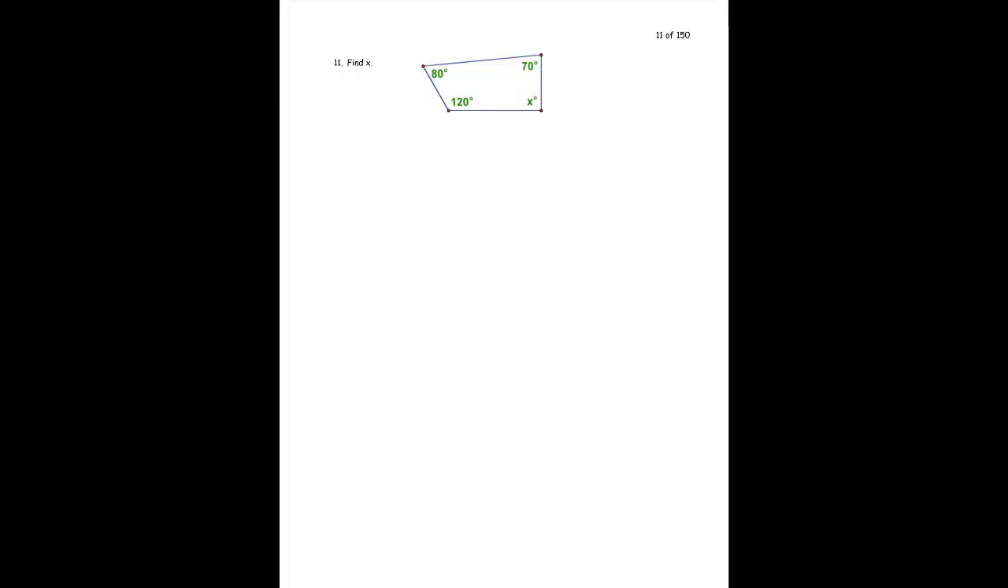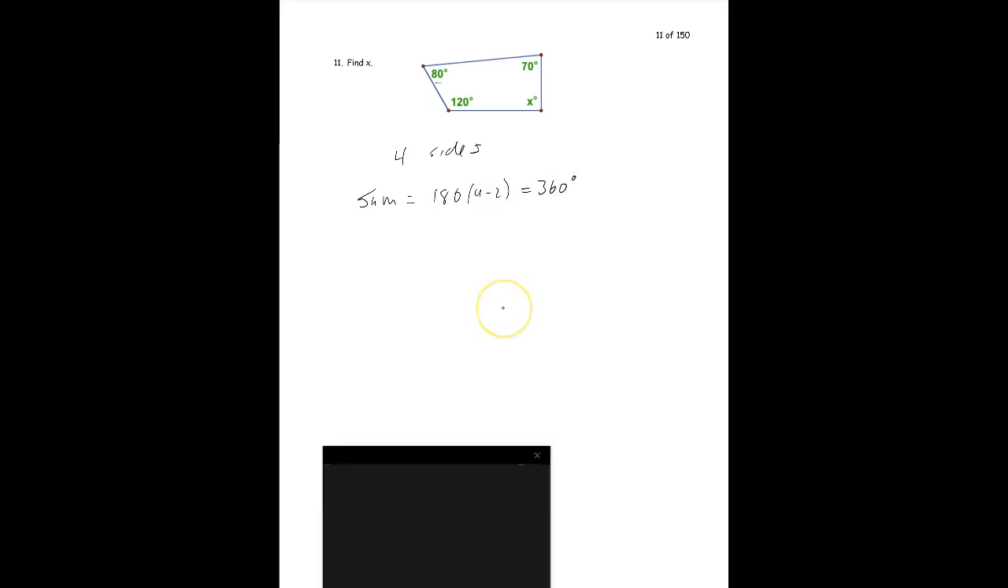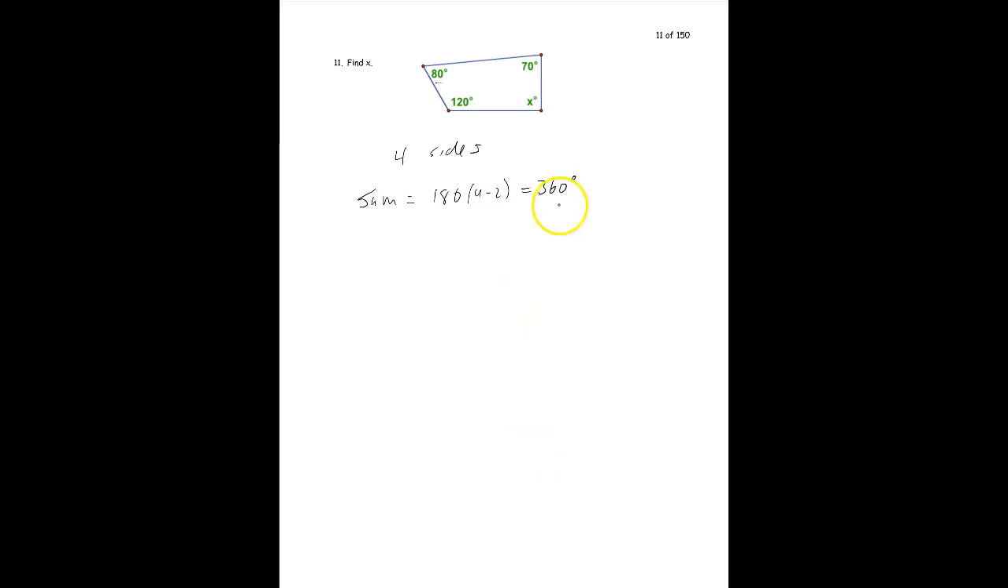So here we have a quadrilateral and we need to find this missing angle. Well, this quadrilateral has 4 sides, and we know that these are all interior angles shown. So we know that the sum of the interior angles is going to be 180 times n minus 2, so 4 minus 2, or 360. Now many people just choose to remember that any quadrilateral, all the angles inside all add up to 360, but this is where it comes from. It's from that same formula there.